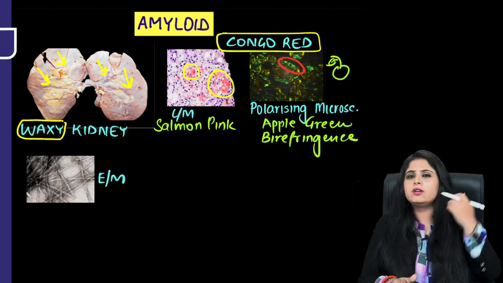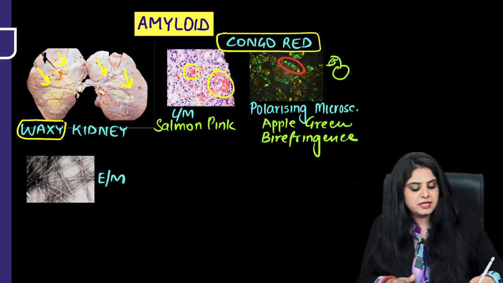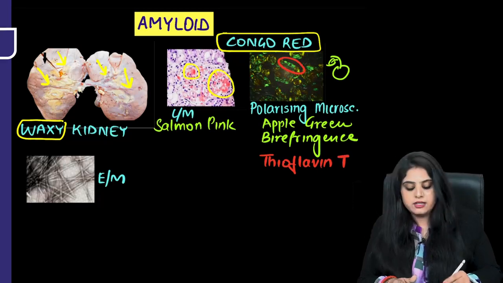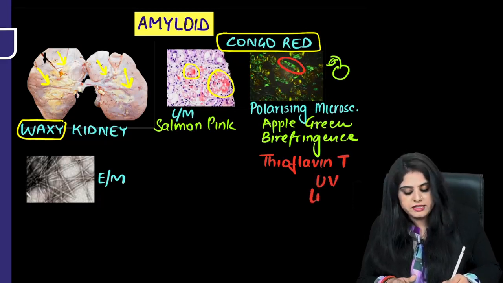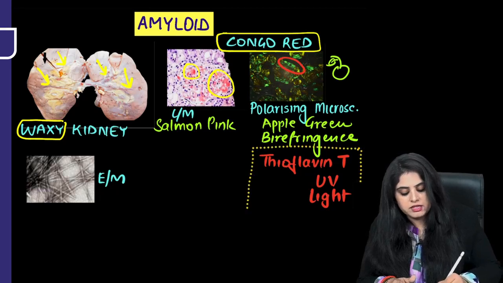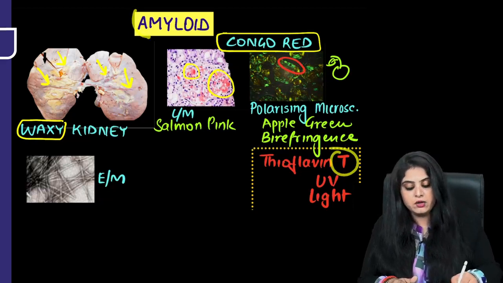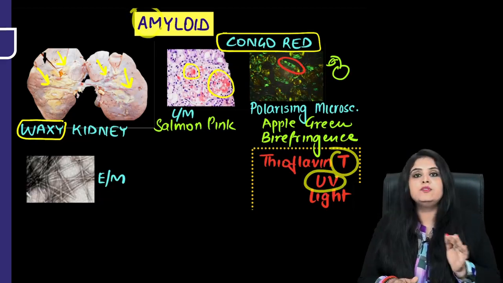One more stain you get on which you don't get an image. Quickly tell me, if I want to use thioflavin T, which light will I use? So UV. I will always see it under ultraviolet light. Again, this is not an image-based question, but this question has come 1 million times in PYQs. Thioflavin T is for amyloid, and for thioflavin T you need UV light.